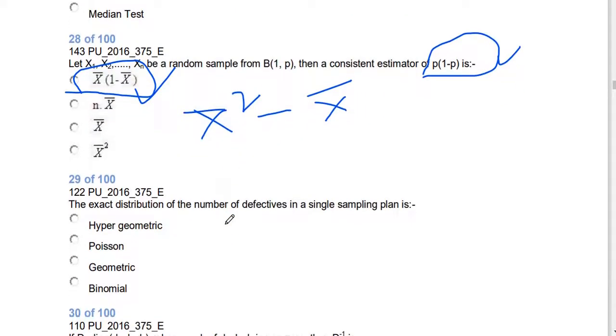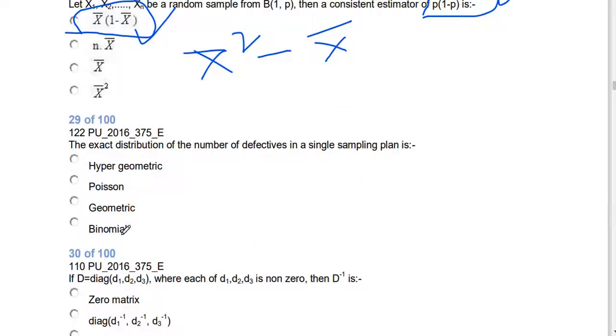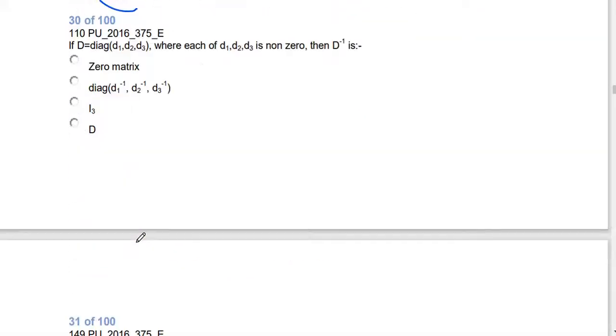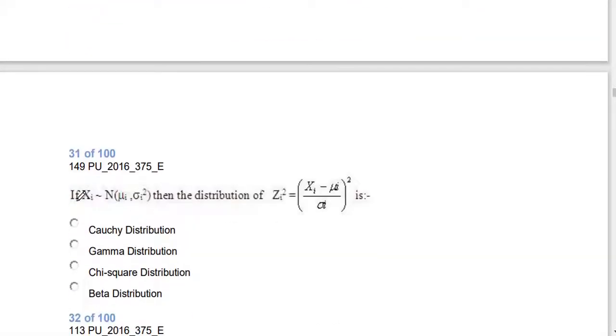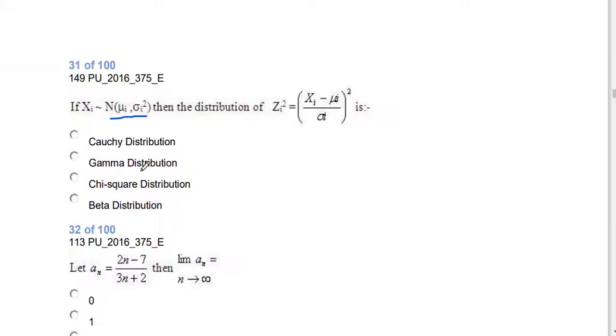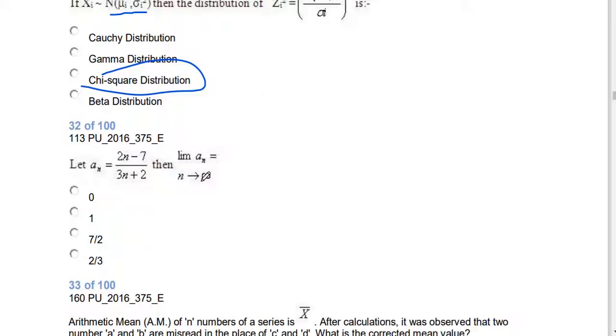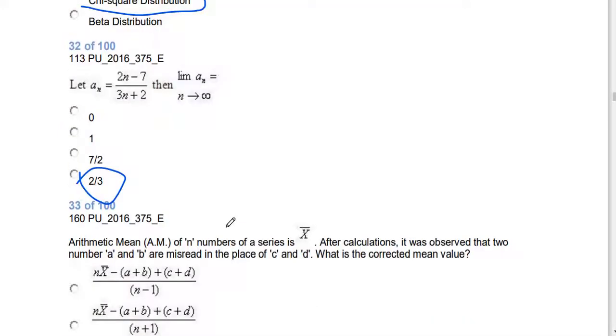The exact distribution of the number of defectives in a single sampling plan. Single sampling plan means I think binomial, you can refer to it. See this: x follows a normal distribution with mu and sigma squared, then z squared follows a chi-square distribution. This is exact. When n tends to infinity, you get 2 by 3. When you take n common, then you get 2 minus 0, 3 plus 0.